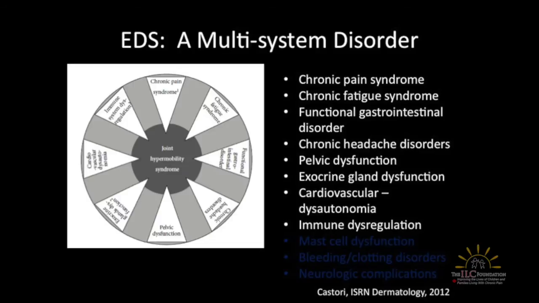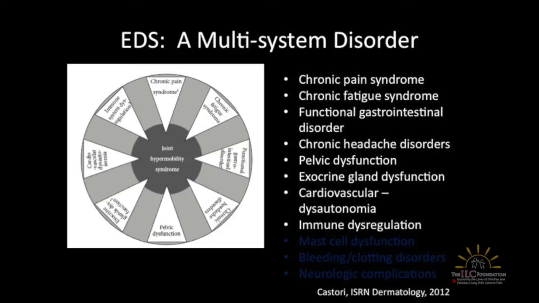He writes about Ehlers-Danlos syndrome as a multi-system disorder, and this was published in Dermatology in 2012. What Dr. Castori has recognized here is we have joint hypermobility syndrome in the middle. And I should say that among rheumatologists, there is an entity that they call joint hypermobility syndrome. And over the last couple of years, the rheumatologists and the geneticists have come together, and we've come to understand that what the rheumatologists have been calling joint hypermobility syndrome and what geneticists have been calling the hypermobile form of Ehlers-Danlos syndrome are really one and the same thing.